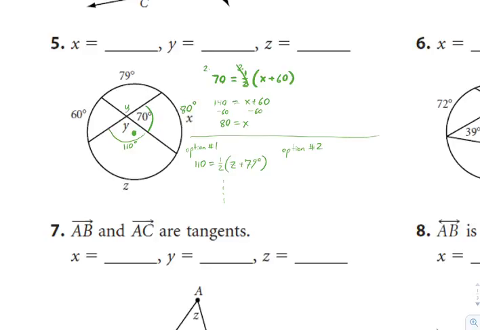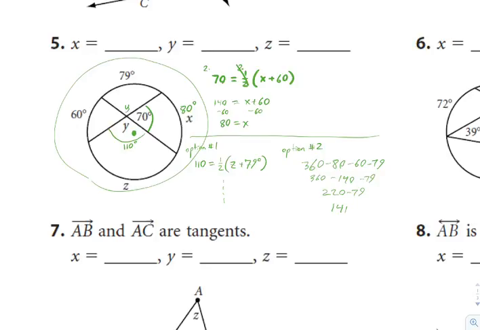Option 2 is we have a full circle is 360 degrees. So we could say 360 minus 80 minus 60 minus 79. Okay, so I'm going to go ahead and say this is 360 minus 140 minus 79. So that's 220 minus 79, and that's 141.